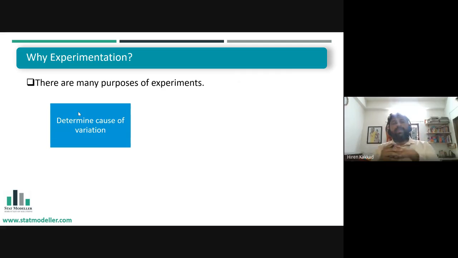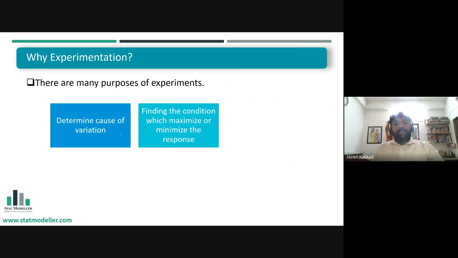Determine the cause of the variation. From where is this variation coming? If we conduct some systematic experiments, then we will be able to do that. And if we determine the cause of variation, then it will be very easy to control it, because variation is always inversely proportionate to the profit, or to the efficiency, to the productivity. As your variation increases, your efficiency will go down, right? That is the relationship between them. So it is always better to have less variation.